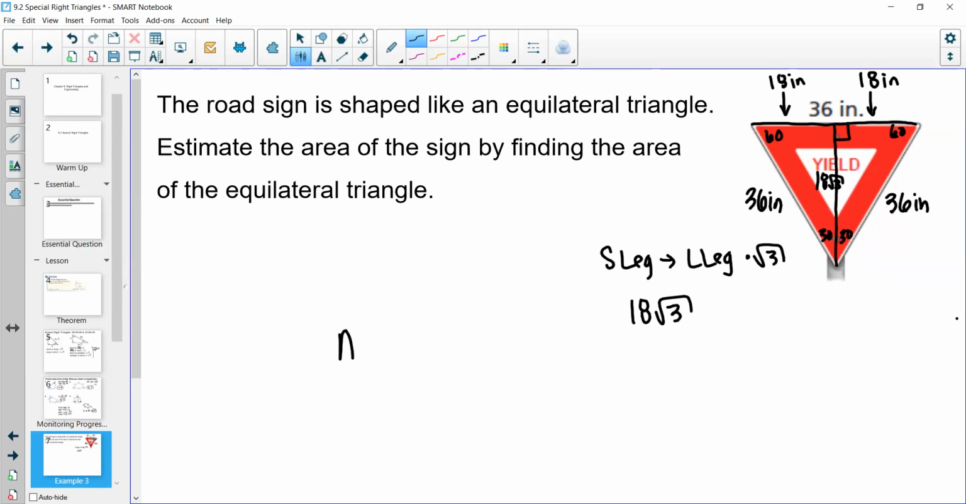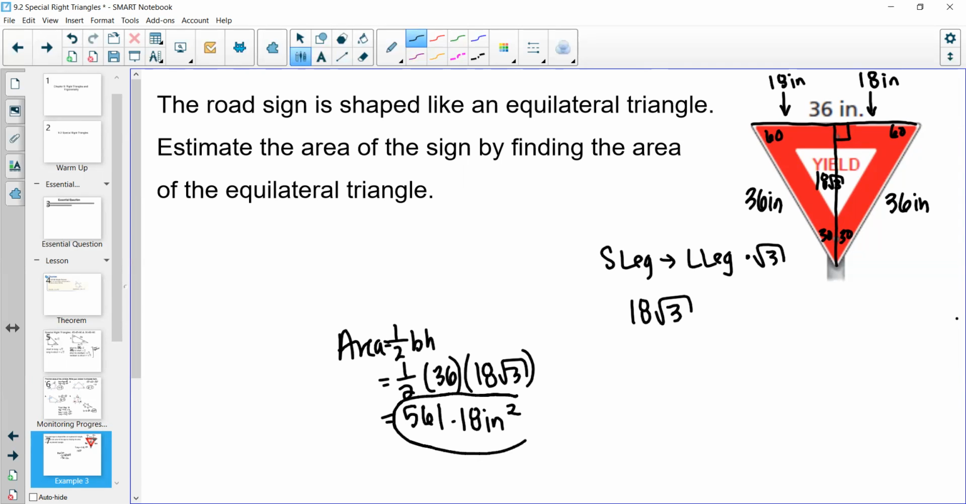Awesome. Okay, now to find the area, remember it's going to be 1/2 base times height. So in this case, we're going to do 1/2 the base, which was 36, times the height of our triangle, which is 18 times the square root of 3. And as we type that into our calculator here, we can get that all solved out, and we end up seeing that this 1/2 times 36 times 18 square root of 3 ends up equaling 561.18 inches squared. Cool, right?